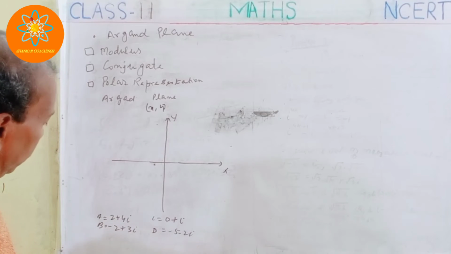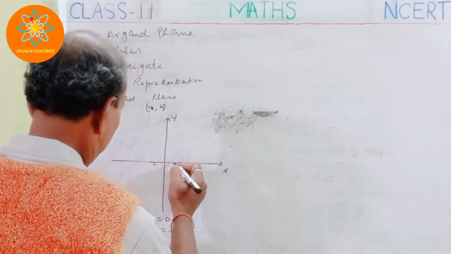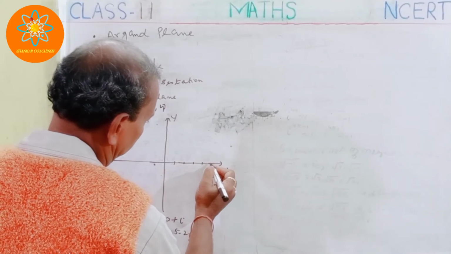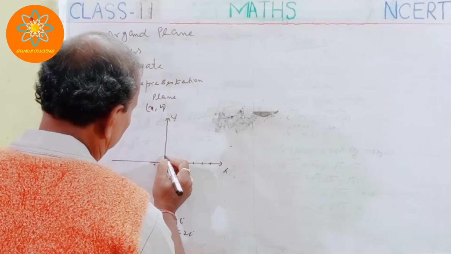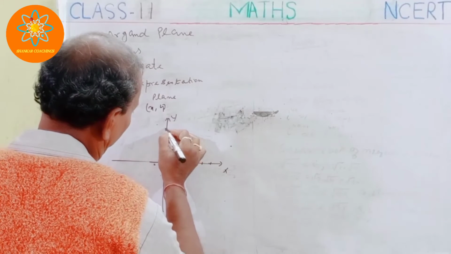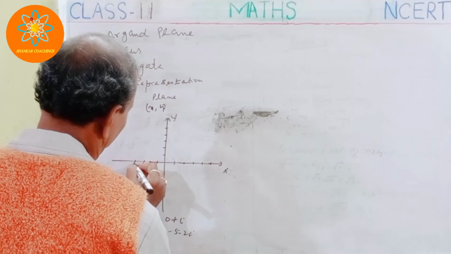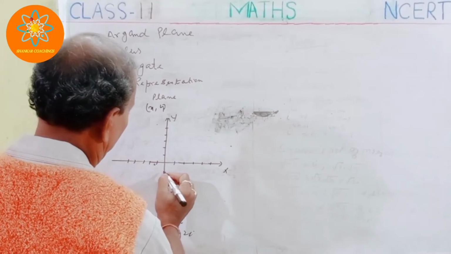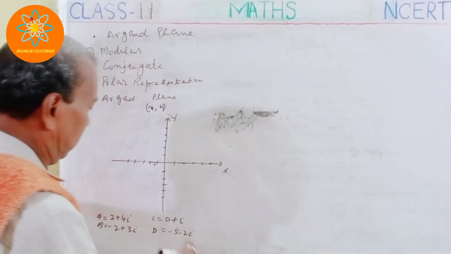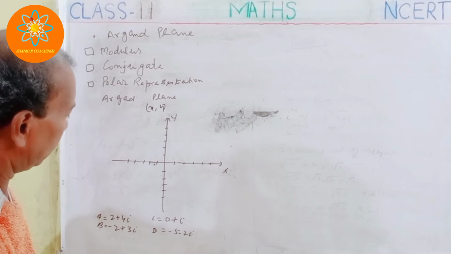So I will divide it. Suppose these are the divisions 1, 2, 3, 4, 5. Here it is also 1, 2, 3, 4, 5, and here also 1, 2, 3, 4, 5. These points I want to represent in the Argand plane.